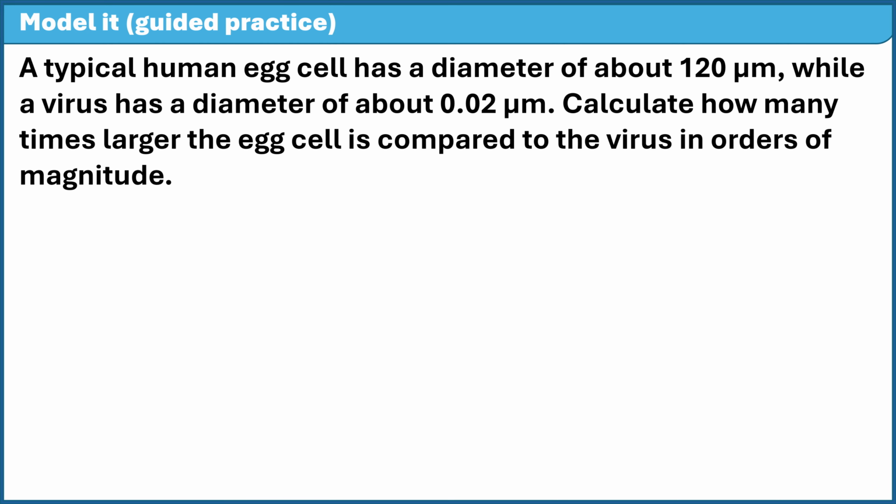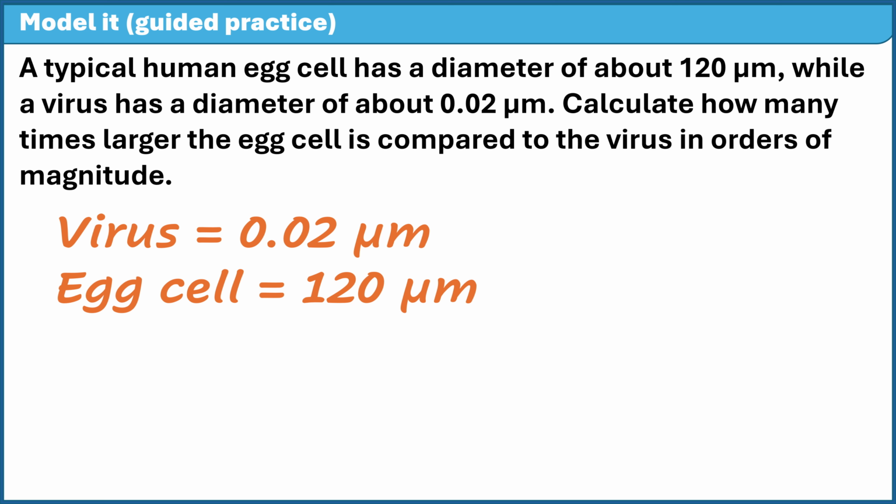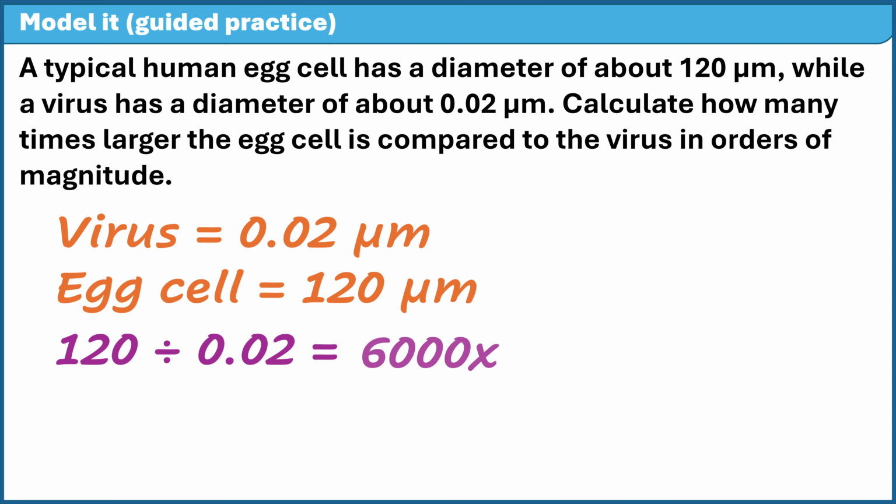One more guided practice before you try solo. Ready? The question reads, a typical human cell has a diameter of about 120 micrometers, while a virus has a diameter of about 0.02 micrometers. Calculate how many times larger the egg cell is compared to the virus in orders of magnitude. Notice no standard form this time, so we use method 1. Step 1. Calculate how many times larger the egg cell is than the virus. We do 120 divided by 0.02, which equals 6,000 times bigger.